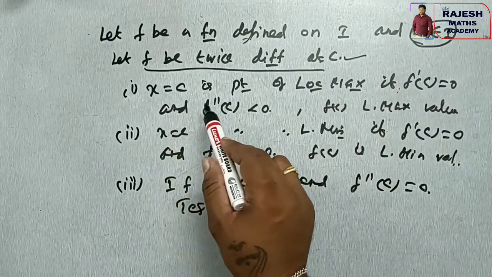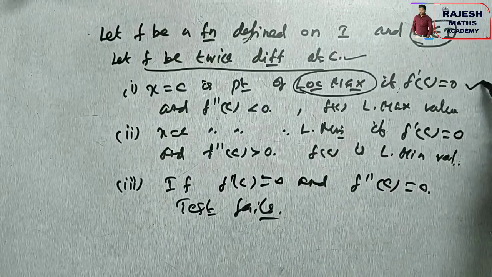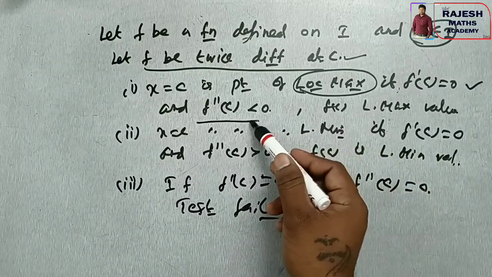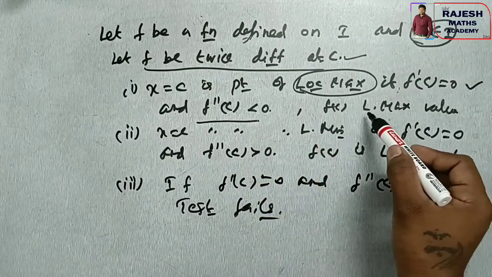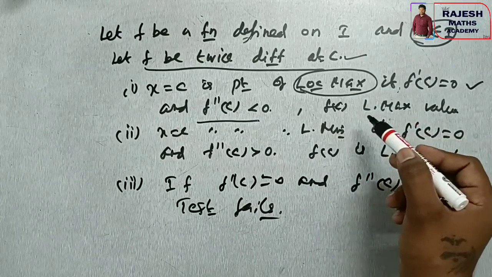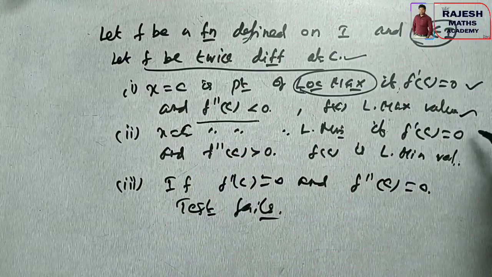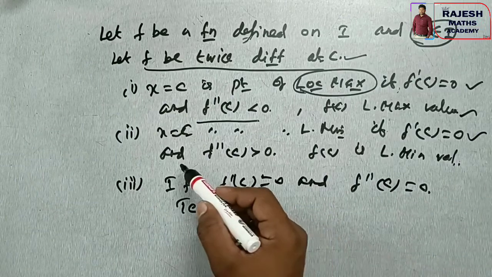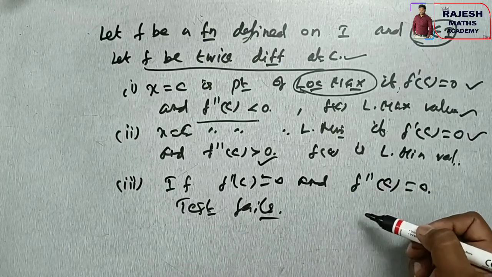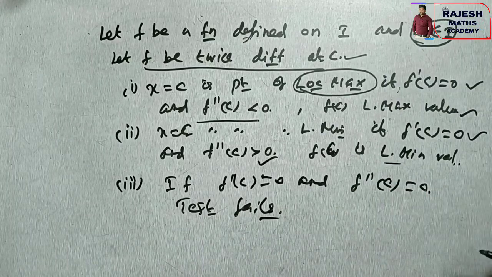If x equal to C is a local maximum, then f dash of C equals 0 and f double dash of C must be less than 0. f double dash of C less than 0 means f of C is the local maximum value, and at x equal to C the function attains a local maximum. Similarly, at x equal to C, if f dash of C equals 0 and f double dash of C is greater than 0, then f attains a local minimum. The local minimum value equals f of C, attained at the point x equal to C.